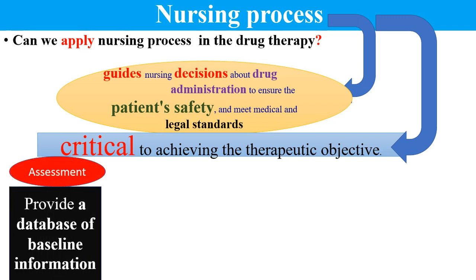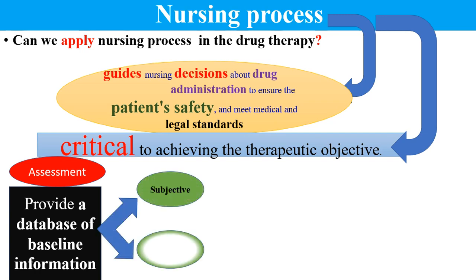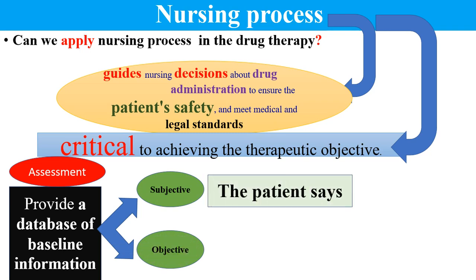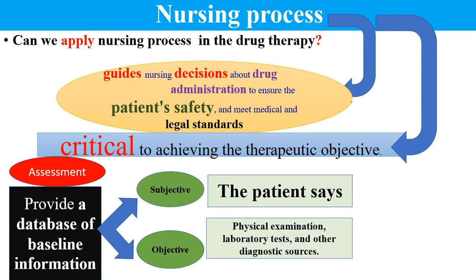And so assessment, which is the first step of the nursing process, provides a database of baseline information for the drug, and this includes subjective and objective data. The subjective means what patients say, and the objective includes the physical examination, laboratory tests, and other diagnostic sources, as well as data about the drug. So the assessment includes the patient as well as the drug.